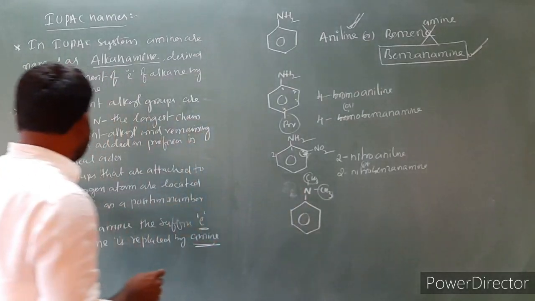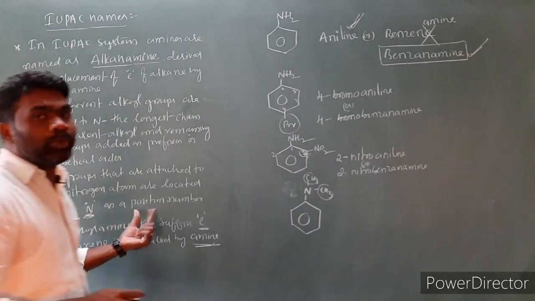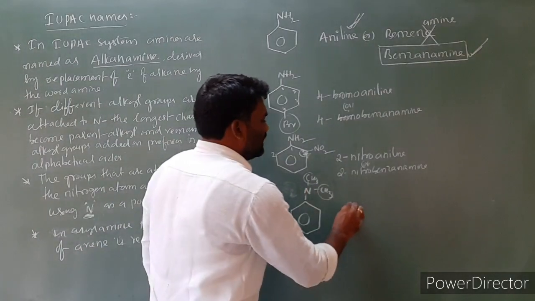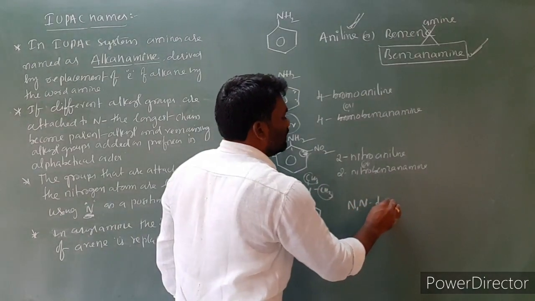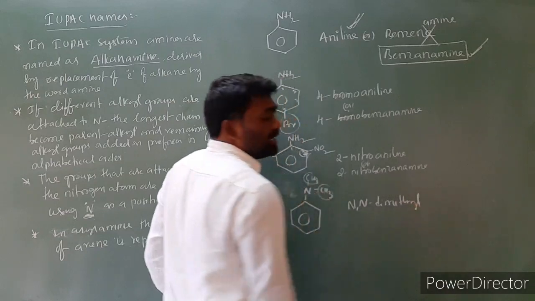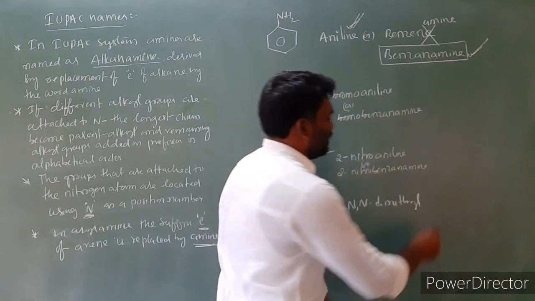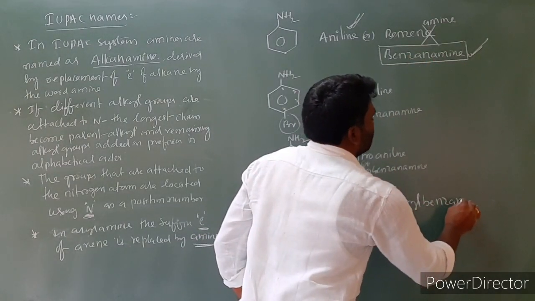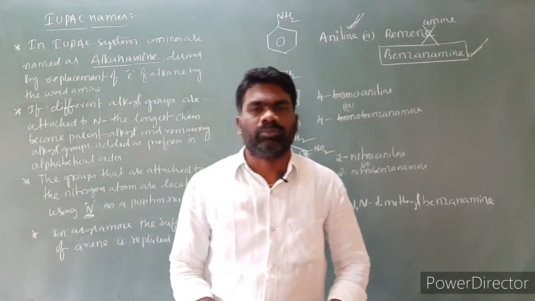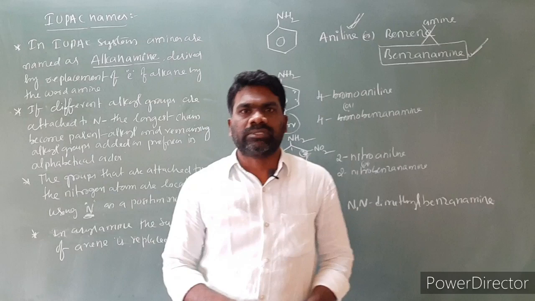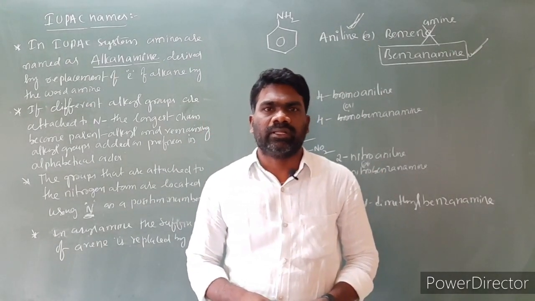N and this position, look here. The groups that are attached to a nitrogen atom are located by using N as the position number. The position number is N. The name is N,N. Both are the same. N,N-dimethyl. What is the name of this group? We have to call it benzenamine or aniline. So this is the name of this compound. So these are some IUPAC rules and regulations to write the names of amines. Next class I will come with another continuation topic.